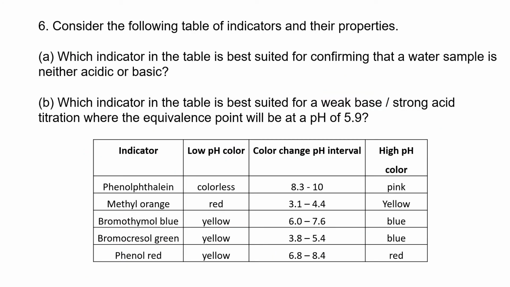Chapter 17, question 6 says, consider the following table of indicators and their properties. Which indicator in the table is best suited for confirming that a water sample is neither acidic nor basic? If we're looking for neither acidic nor basic, then the pH is going to be 7. So if we look at the indicators from the table below, which one of these indicators can change color in the pH range of 7? It's going to be bromothymol blue.